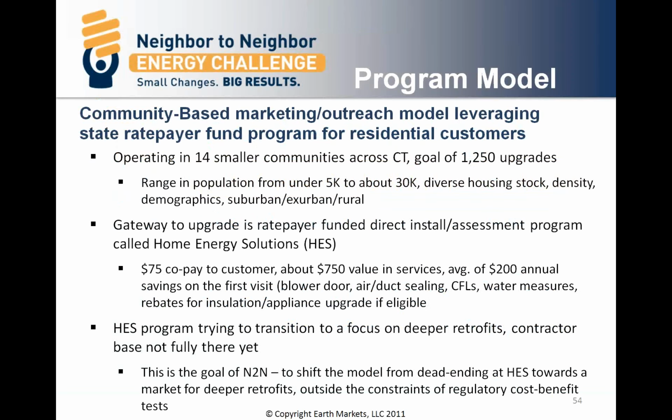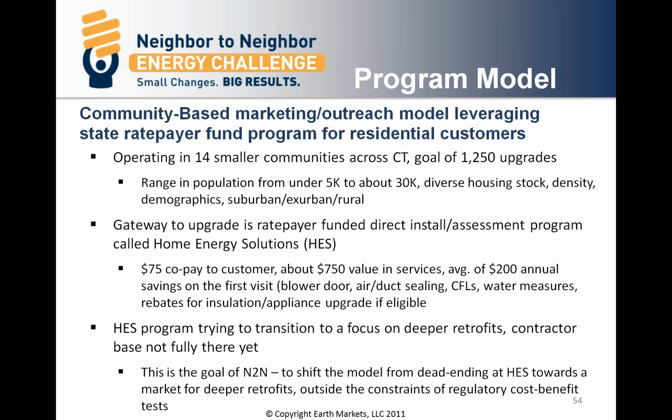So just to let everybody know about our program and what our program model is, because it does impact what we're able to test and areas that we're not able to test. We use a community-based marketing and outreach model to acquire customers, and we leverage a state ratepayer-funded program for residential customers for the assessment. And then there are some rebates and incentives available for the upgrades. So we don't have direct control over the assessment process and the upgrade process. We are also operating in 14 smaller communities of about 5,000 to 30,000 in population.